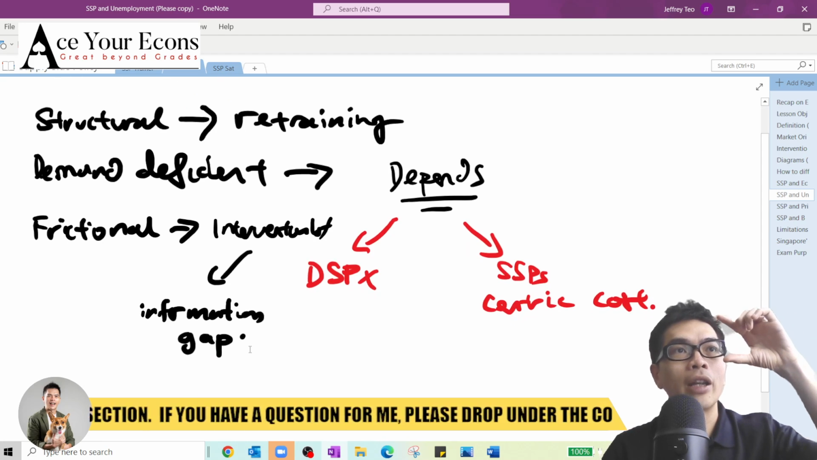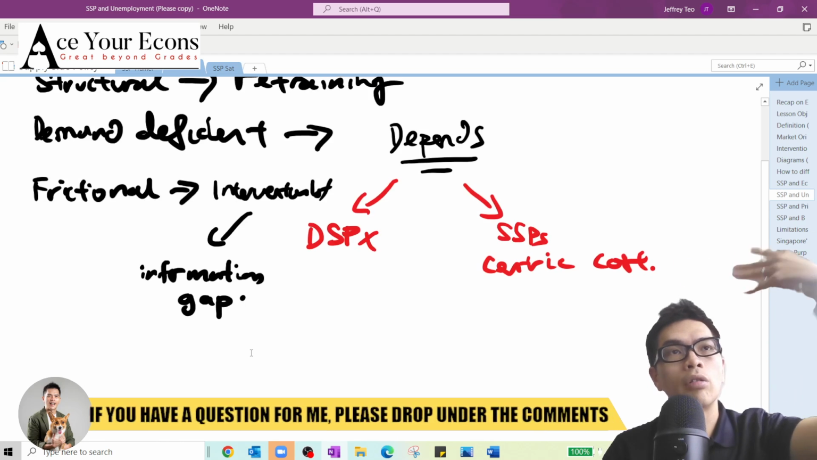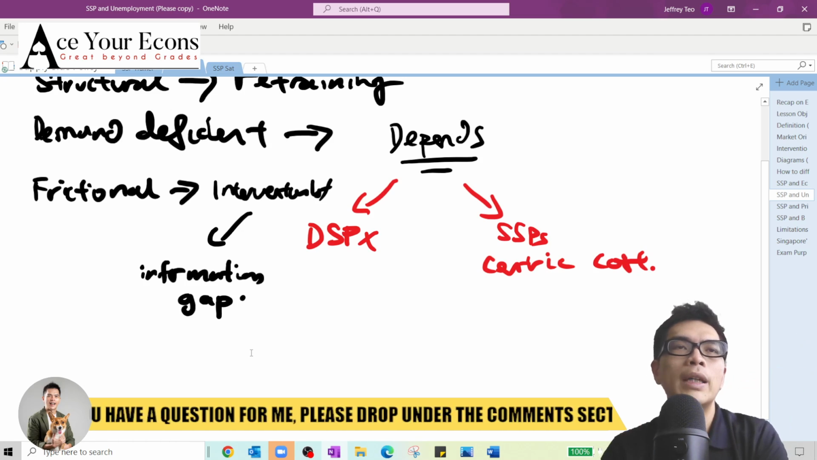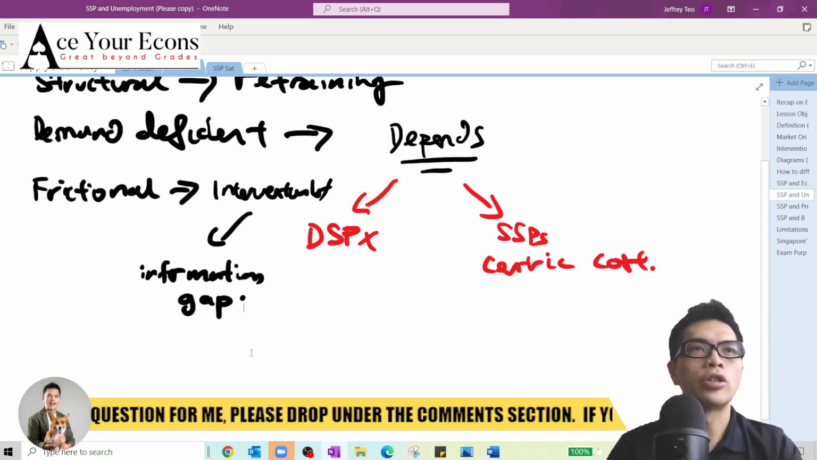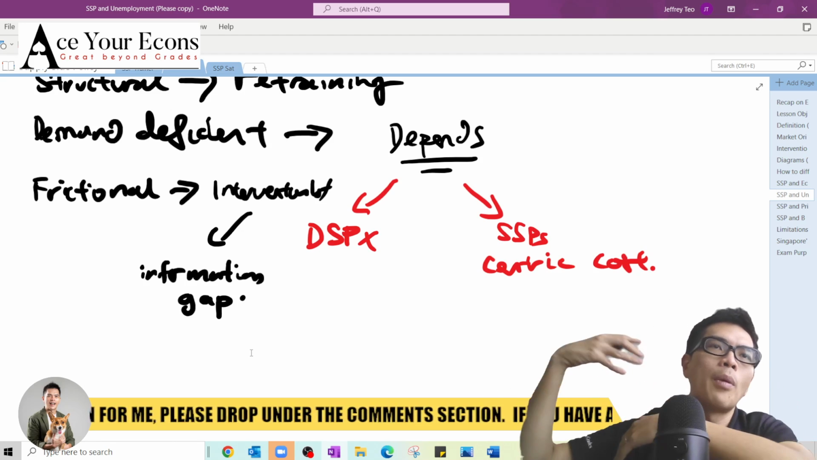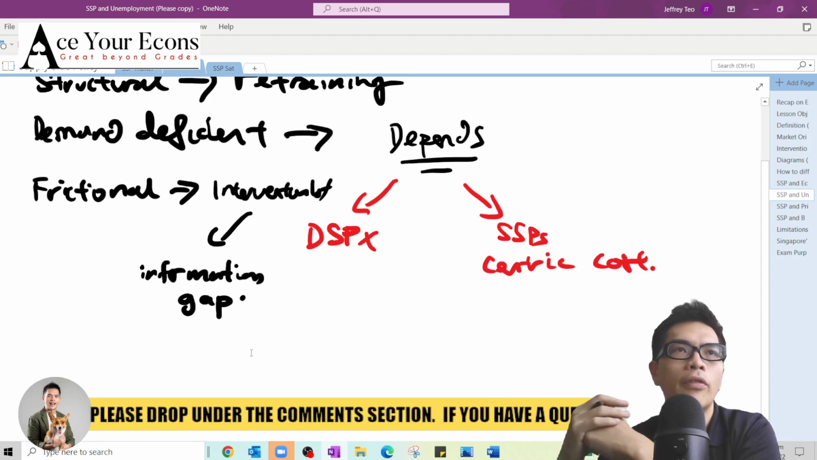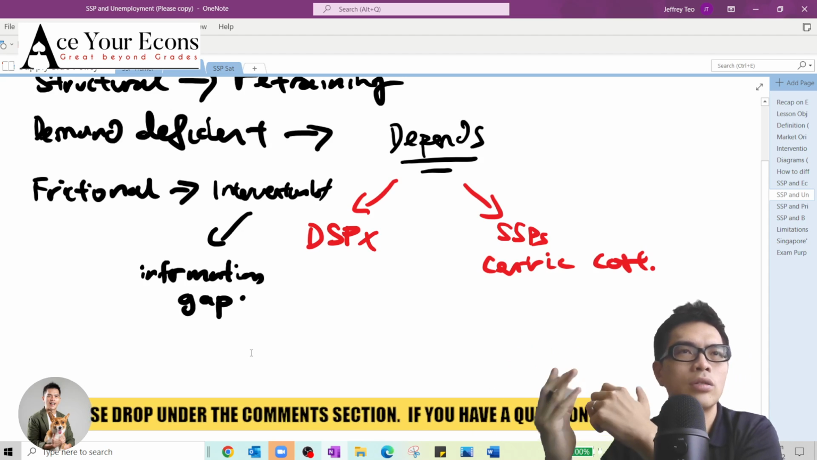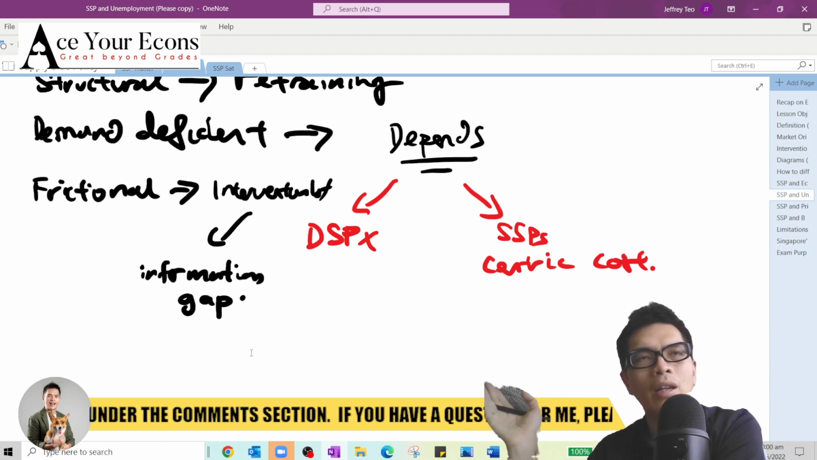All right, we understood that frictional unemployment occurs when there is what? Okay, there is a turnover, right? And the labor and the employer do not have the full information about who is looking for a job and who is looking to be hired. Therefore we have what? Job portals. We have LinkedIn. And all these are forms of interventionist. I think so lah. But it's not really categorized under interventionist or market oriented.